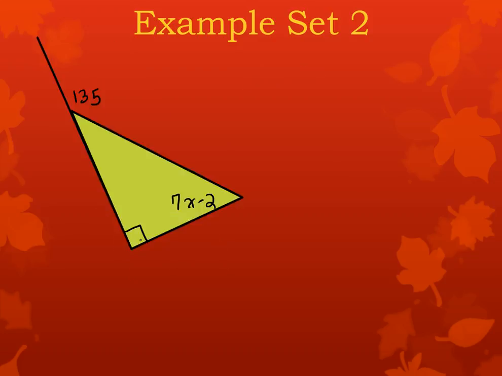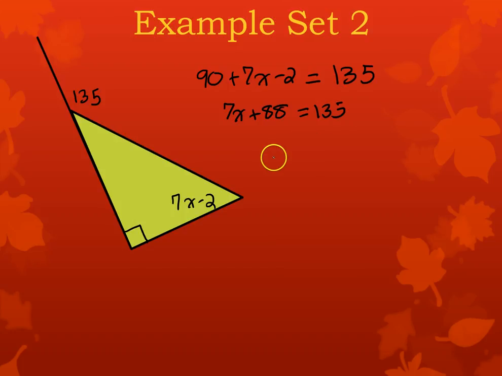I have this expression. So again, I have my two remote interior angles, 7x minus 2, and my right angle, which is 90 degrees. So I'm going to say my two remote interiors, 90 plus 7x minus 2, equals my exterior angle, 135. So 7x plus 88 equals 135. When I subtract 88 from both sides, 7x will equal 47. So when I divide both sides by 7, the fraction will be 47 over 7. Its decimal equivalent is 6.714.